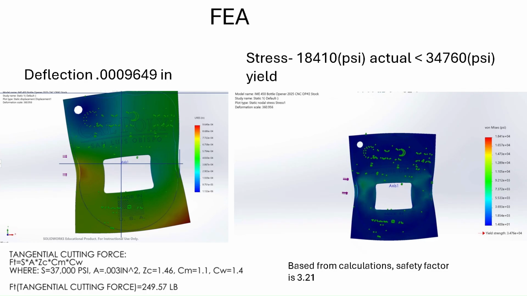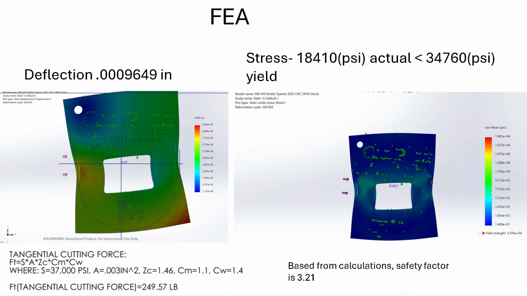When conducting the FEA analysis in SolidWorks, we had a deflection of under 1 thou, and we had a stress that was half our yield stress. The cutting forces were a third of our clamping forces, which puts us in a good factor of safety.